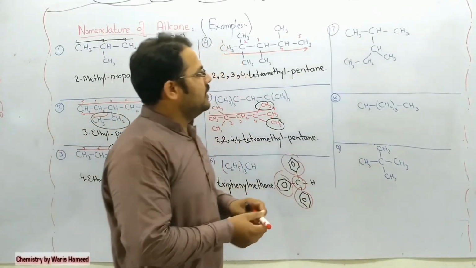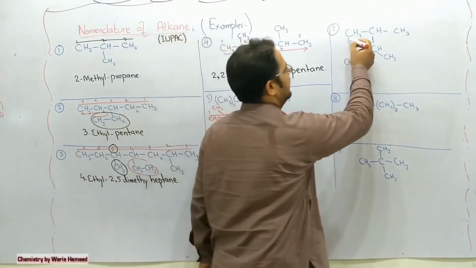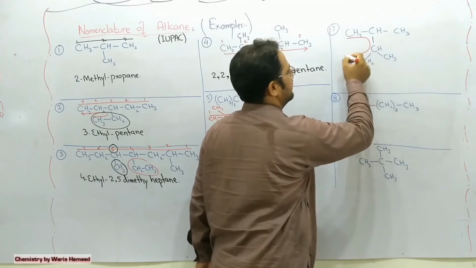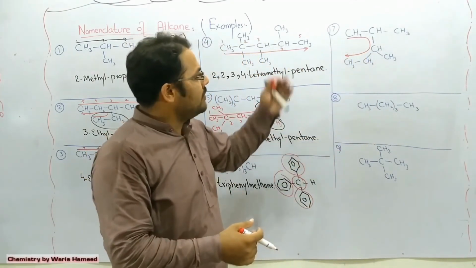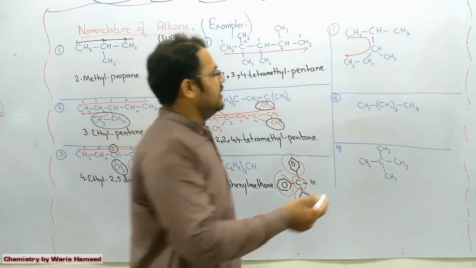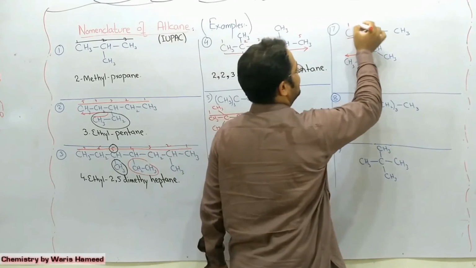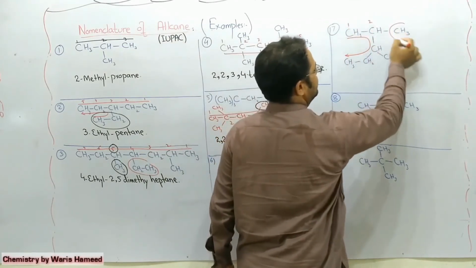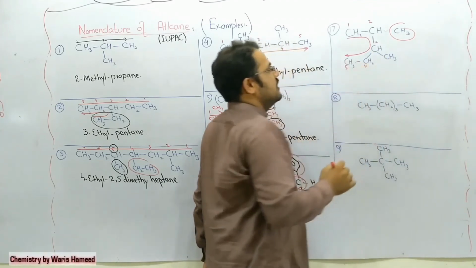Now moving to the 7th example. In this again we have to select the longest chain, and it is the longest chain in this hydrocarbon. Next we have to assign numbers to the carbons present in the parent chain from that side where the substituents get minimum numbers, and this is the side from where the substituents get minimum numbers. Second, third, fourth and fifth.